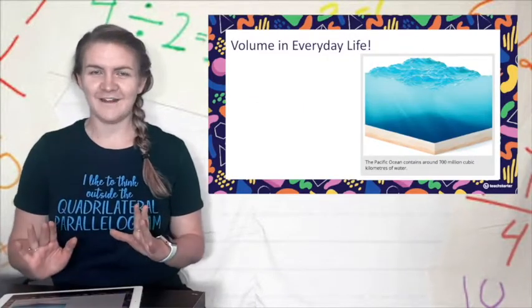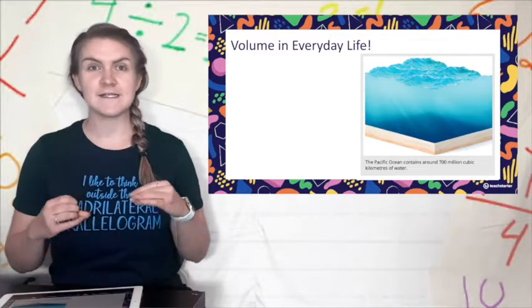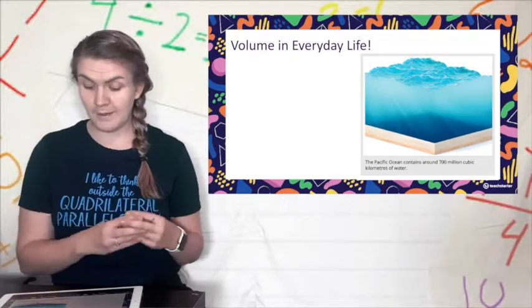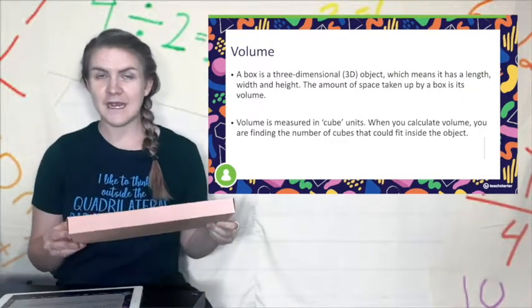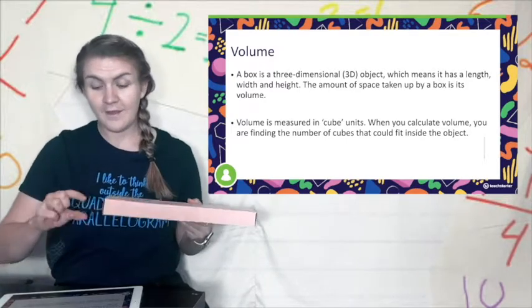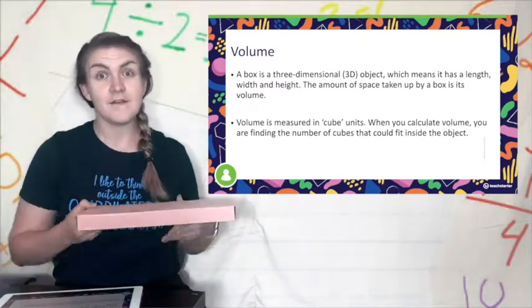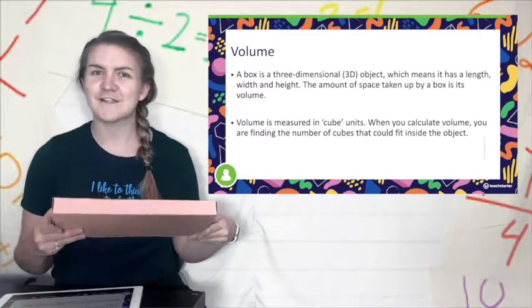Volume in everyday life. Did you know that the Pacific Ocean holds about 700 million cubic kilometers of water? A box is a 3D object. This means that it has a length, a width, and a height. The amount of space that is taken up by a box is called its volume.